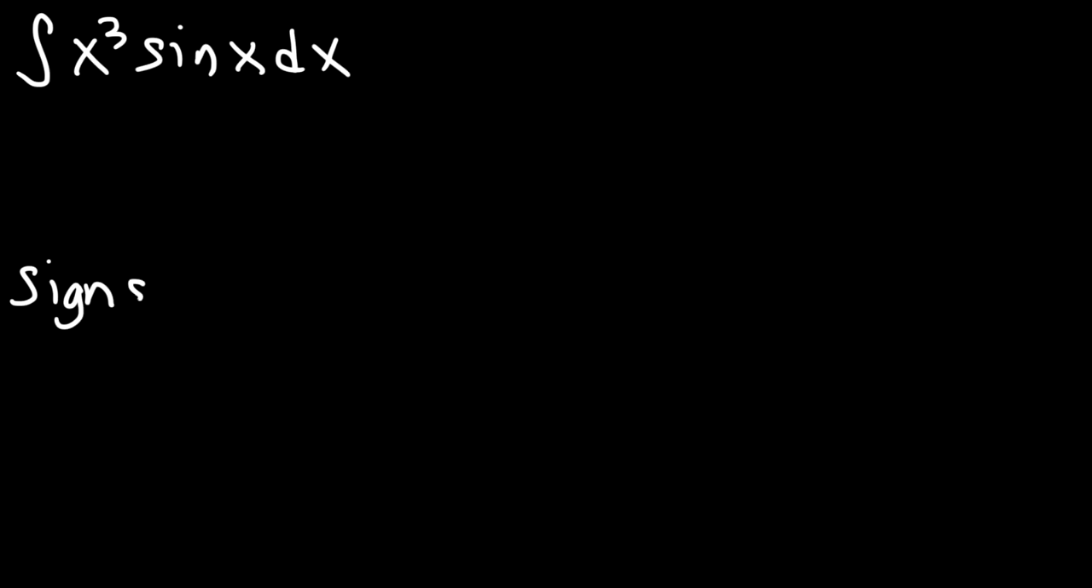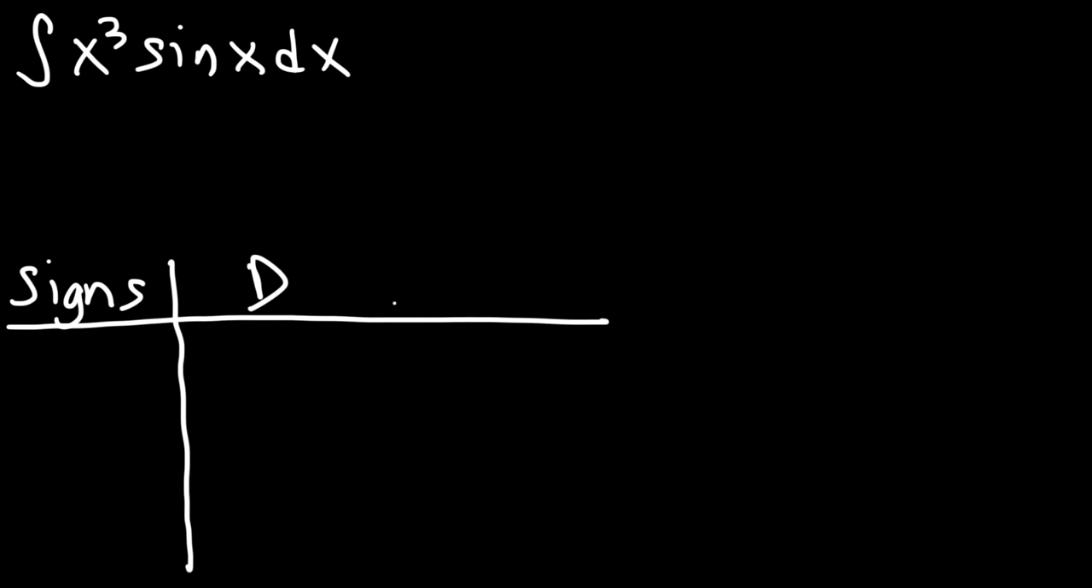Let's try this problem. Find the indefinite integral of x cubed sine x dx. Feel free to pause the video if you want to try it. So let's begin with the table. So we're going to have signs, that's going to be in the first column, and then the derivative for the u term, and then the integral for dv. So the first term is going to have a positive sign, the next one is going to be negative, and then positive, and negative, and so forth.